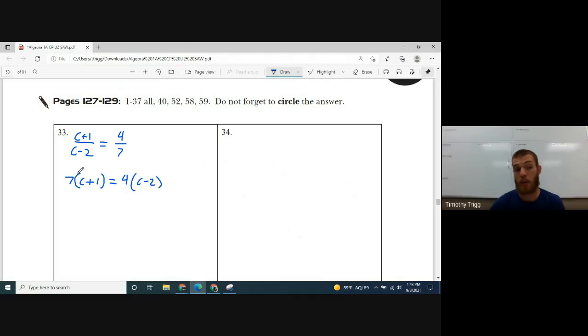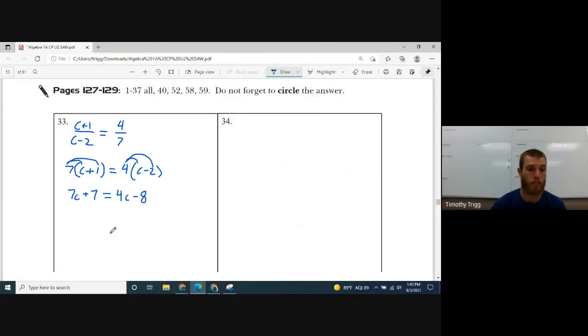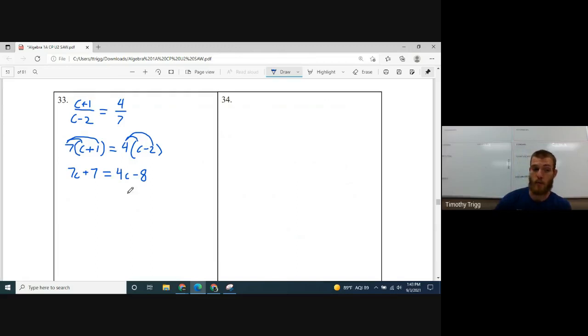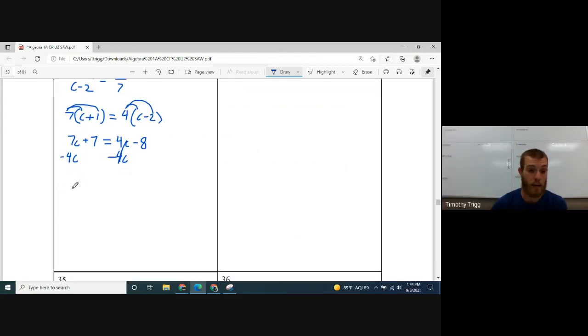Hopefully you know by now we're going to distribute here, distribute the 7, giving you 7 times c, that's 7c, plus 7 times 1, which is 7. Here we distribute on the right as well, 4c minus 8. There's c's on both sides of the equation. We generally don't like that. So let's go ahead and subtract the 4c on both sides of the equation. That way we will only have c's on the left side.